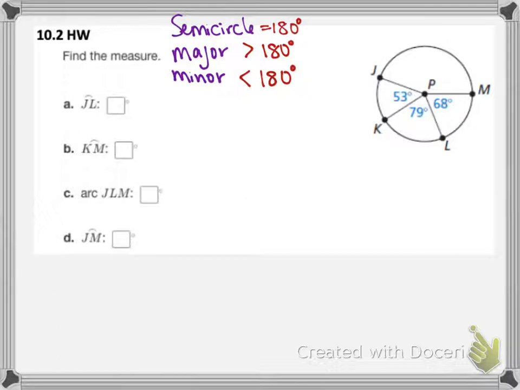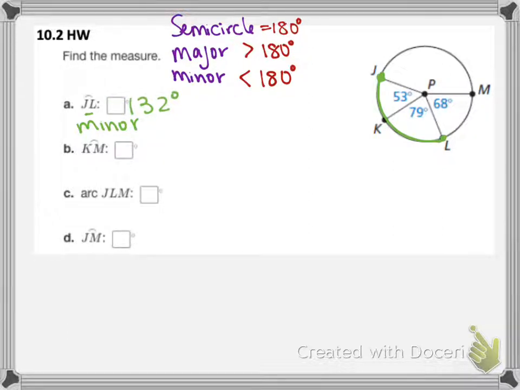So we'll start with the first, which is JL. Because it is two letters, it's obviously going to be minor, which means my answer should be less than 180. So starting at J, I need to go directly to L, the shortest route, which would be this direction. So then we're going to add 53 and 79, which makes 132 degrees. I'll just put it off to the side.